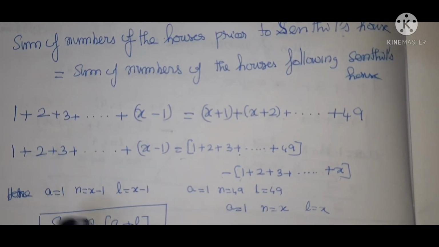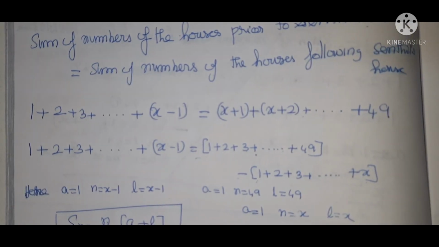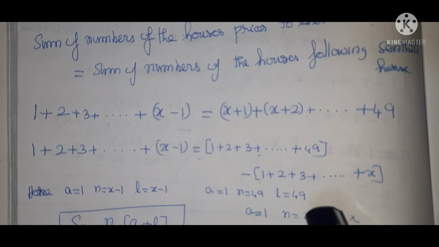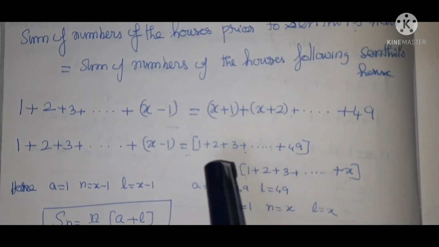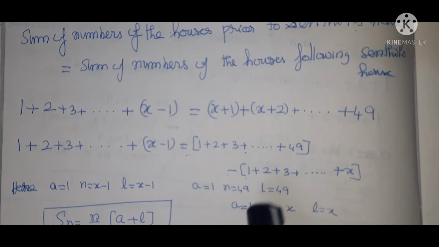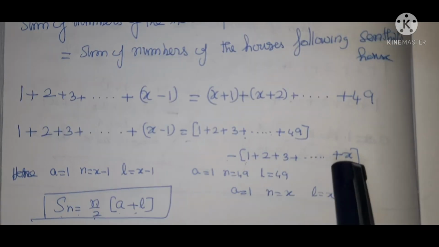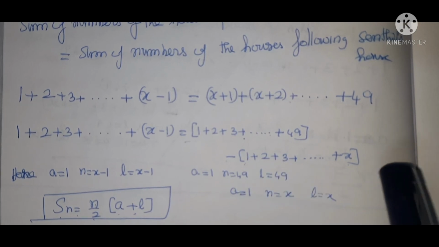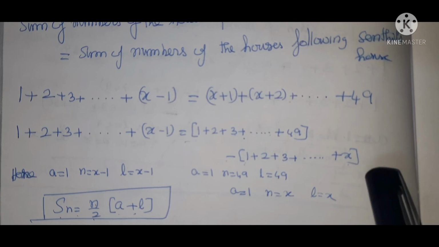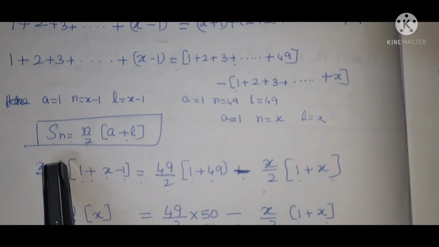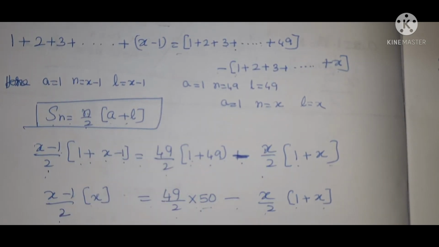On the left hand side, here a is 1, n is x minus 1, l also x minus 1. Total number of houses is x minus 1, last number is x minus 1. On the right hand side, first a is 1, n is 49, l also 49. Total number of houses is 49. The second set: a is 1, n is x, last is x. Total number of houses is x and l is x. Using the formula, Sn is equal to n by 2 into (a plus l).